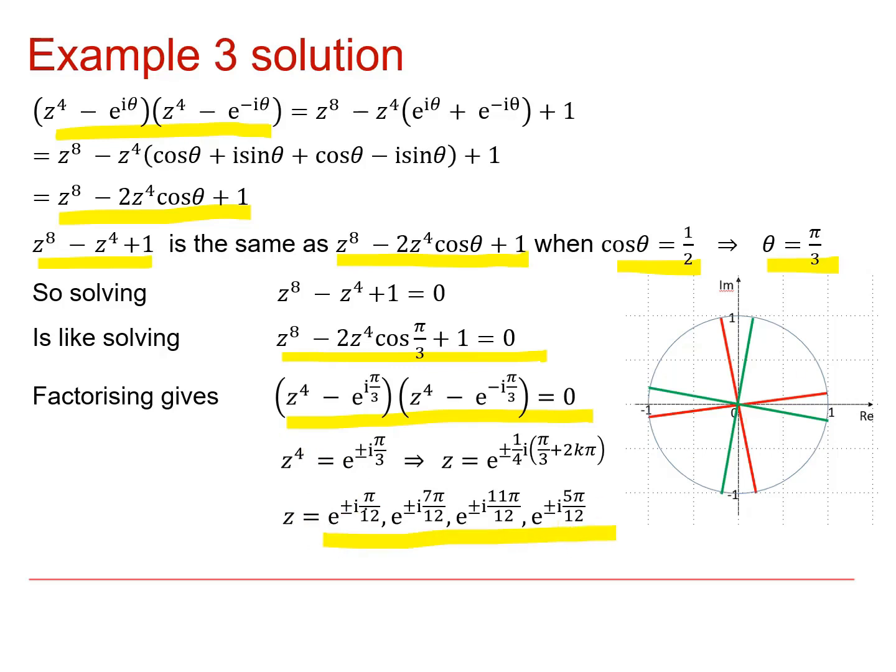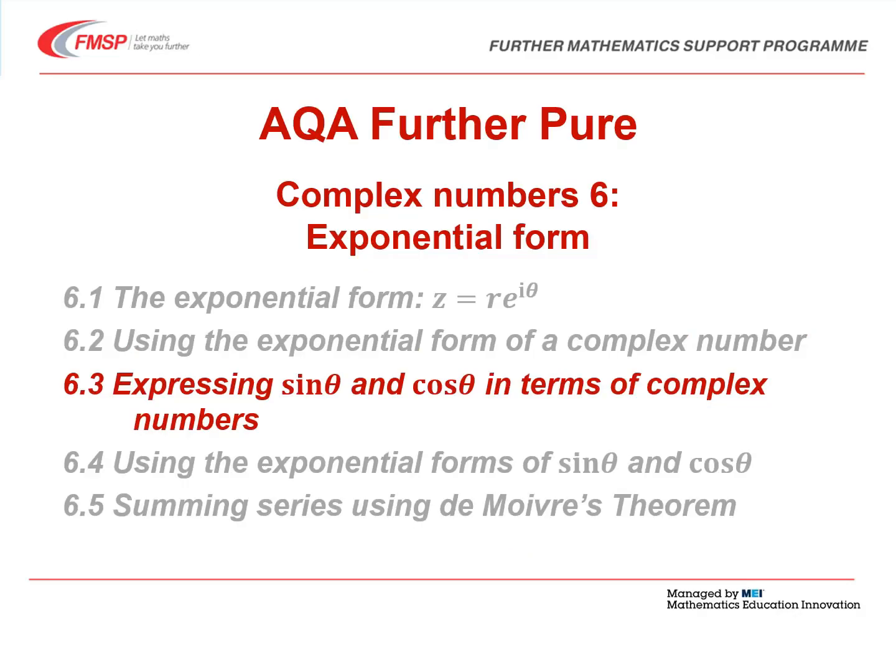And if we look at our first pair of solutions, e to the plus or minus i pi by 12, that would be these two here. And the others occur in pairs in exactly the same way.